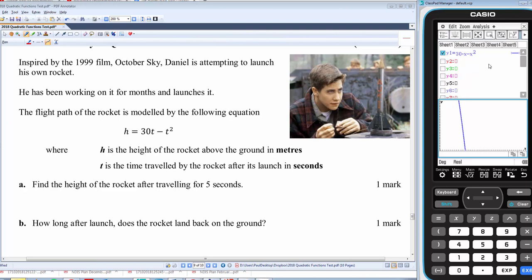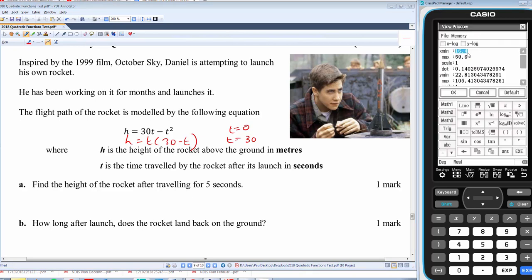So the first thing I'm going to note is what this parabola might look like. So I'm just going to quickly factorize this. So h equals t, 30 take t. So that means t equals 0 and t equals 30 are the x-intercepts. So I'm going to hit this button here and change the x-min to say negative 10 and the y to 40 to encompass the x-intercepts, which is 0 and 30.